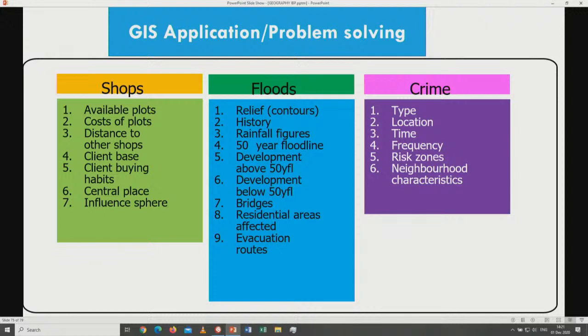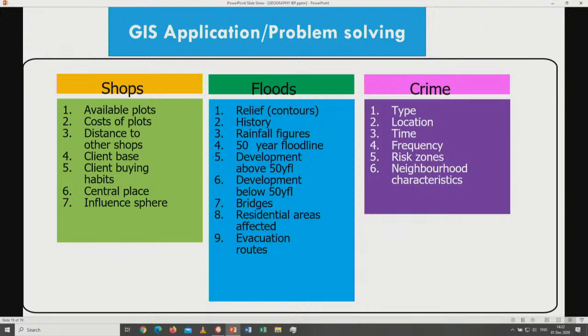Before you build, you must be in a position to determine whether the area is prone to flooding. So what do you look at in that particular thing? You look at the relief, the history of that particular place. Has it ever been affected by floods? How high is it from the river or the sea? The rainfall, because a flood will have rain. Flood line. The bridges, the residential areas affected, the evacuation routes, you look at those things.